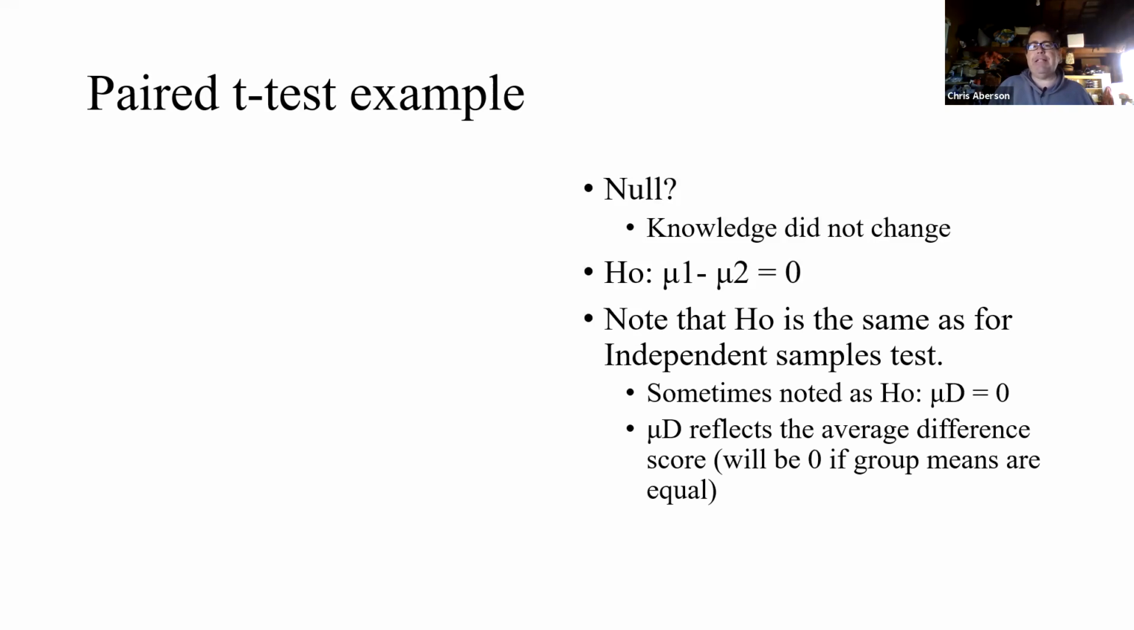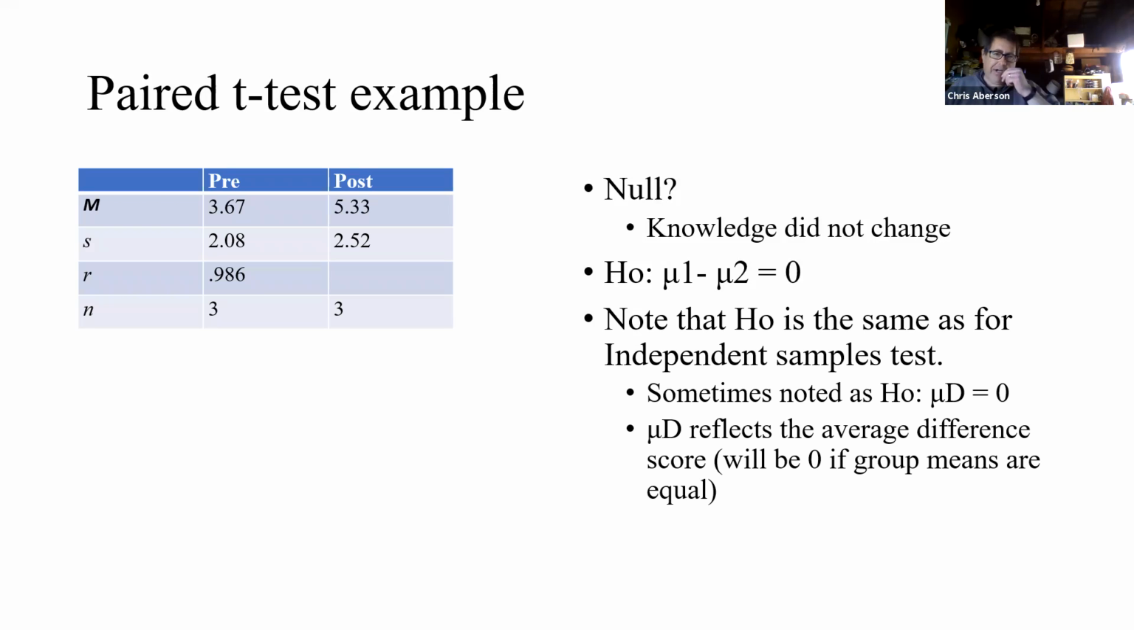Here's an example. We've got some data here on knowledge of a topic. And this is just a small numeric example to highlight some calculational stuff. The null hypothesis is that knowledge didn't change. We can see the formal null hypothesis looks just like the independent samples approach. I would note that sometimes people write this as mu sub d is equal to 0. I don't know where my subscripts went there. That's odd. That simply reflects the average difference score.